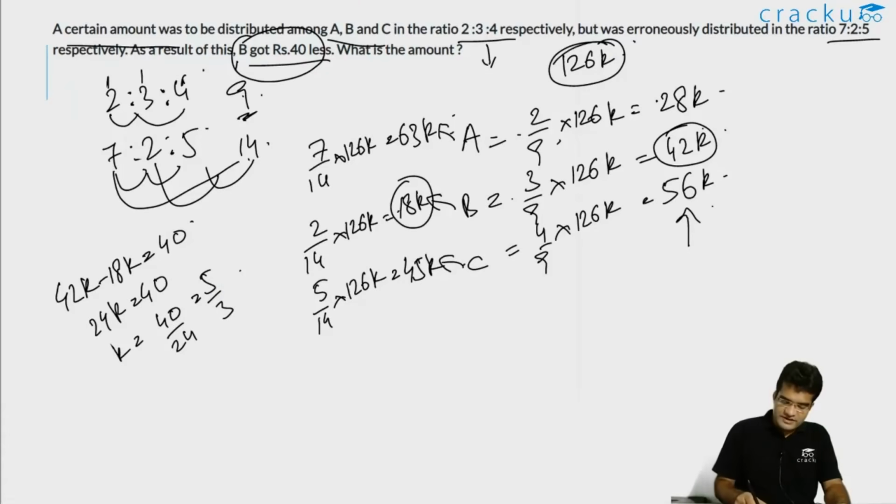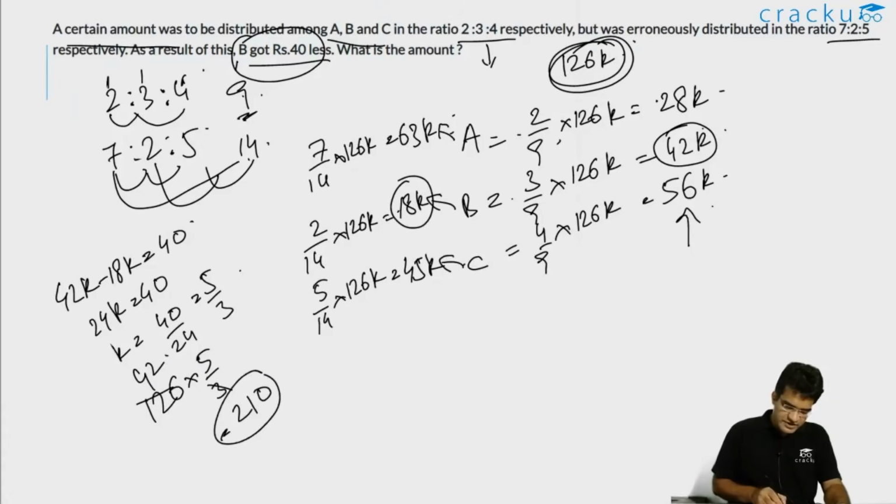And the total amount that is there is 126k. So the required answer is 126 into 5 by 3. This is 42 into 5. This is equal to rupees 210. So the correct answer is 210.